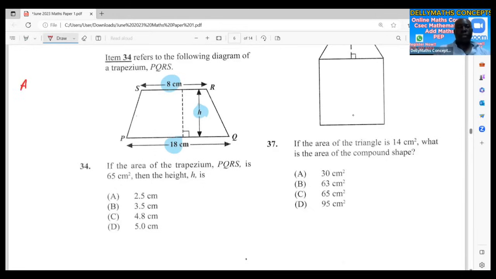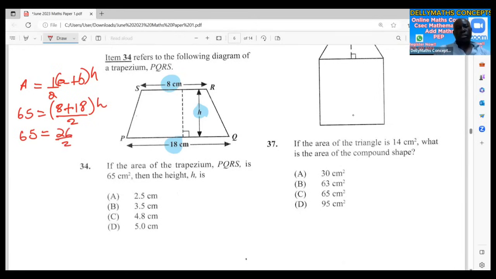Concept for the area of a trapezium: the area of a trapezium is half the sum of a plus b, where a plus b refers to the sum of the parallel sides, times the height. So we could just simply substitute what we have. We have the area 65. The sum of parallel sides, 8 plus 18. Half of it, that means it's over 2. And we want to multiply that by h. Take your time. 65 is equal to 26 over 2 times h. One more step. 65 is equal to 13h. Divide both sides by 13 and we'll get 5. The height is 5.